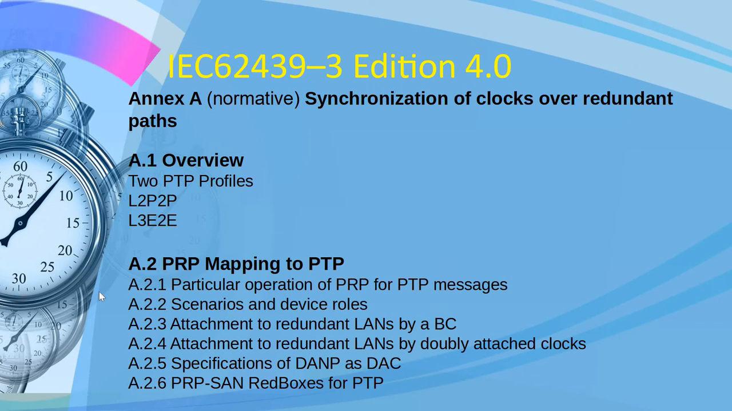The second chapter of the Annex A includes the following chapters. The particular operation of a PRP for PTP messages, scenarios and device roles, attachment to redundant lines by boundary clock, attachment to redundant lines by doubly attached clocks, specification of DANP as double attached clock, PRP SAN red boxes for PTP.